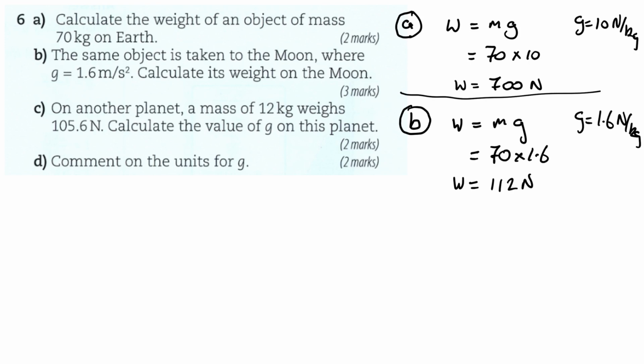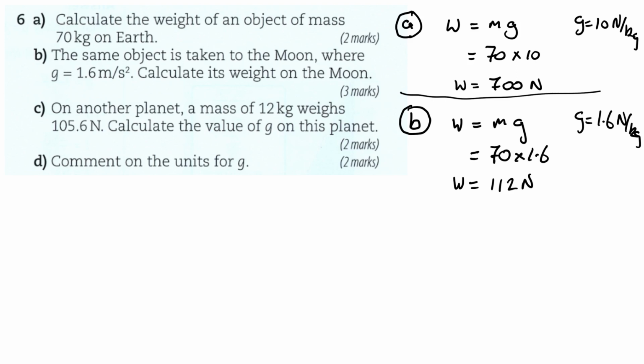So this question's illustrating two things. One, that the mass of an object is an unchanging property, so this 70 stays the same whether you take it to the Earth or the moon. What does change is the local value of gravity in those two locations, and that alters how much it's pulled towards the ground.